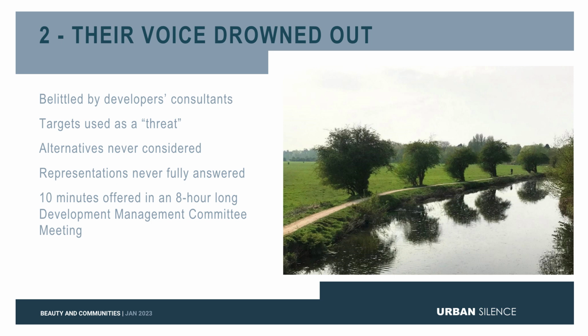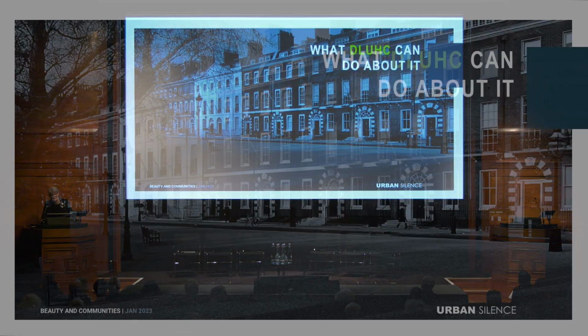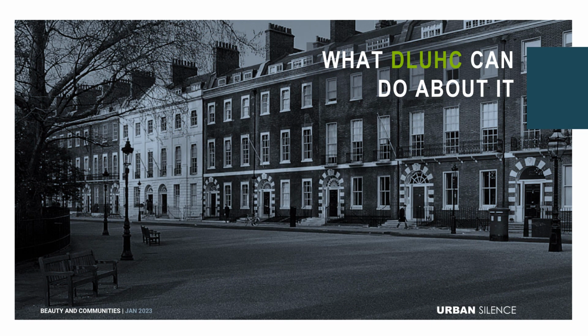Their representations were never fully answered, and now next month they are offered 10 minutes. The outline planning application has been in for 4 years. There will be an 8-hour-long development management meeting, and the community that prepared a neighborhood plan, that is very well organized, that is very skilled, is given 10 minutes to put forward their case. And this is obviously not collective creation. So what can DLUHC and the Office for Place do for it?